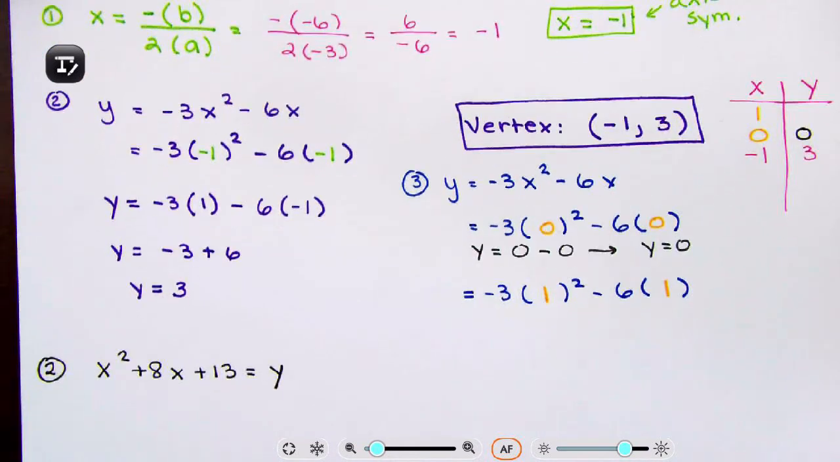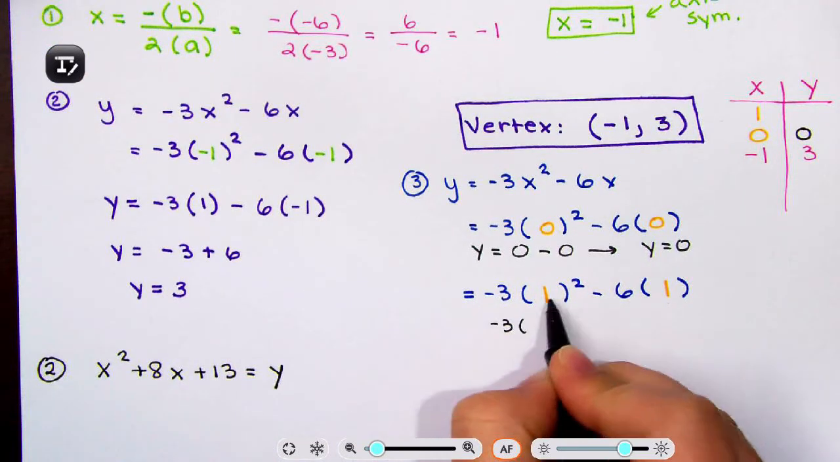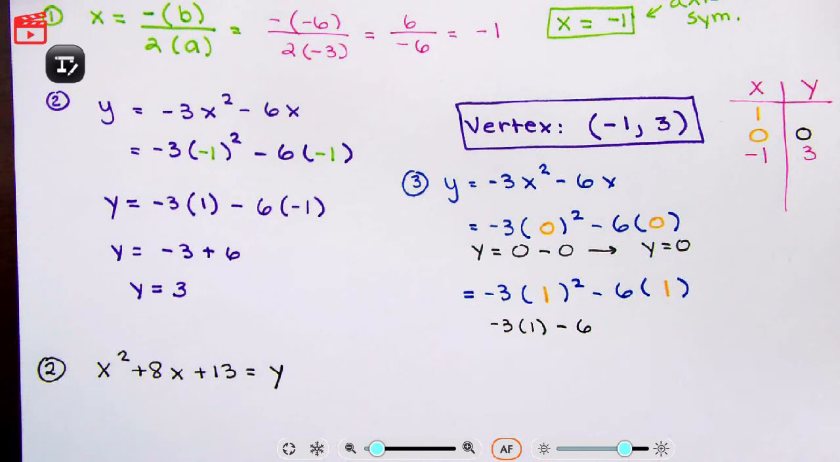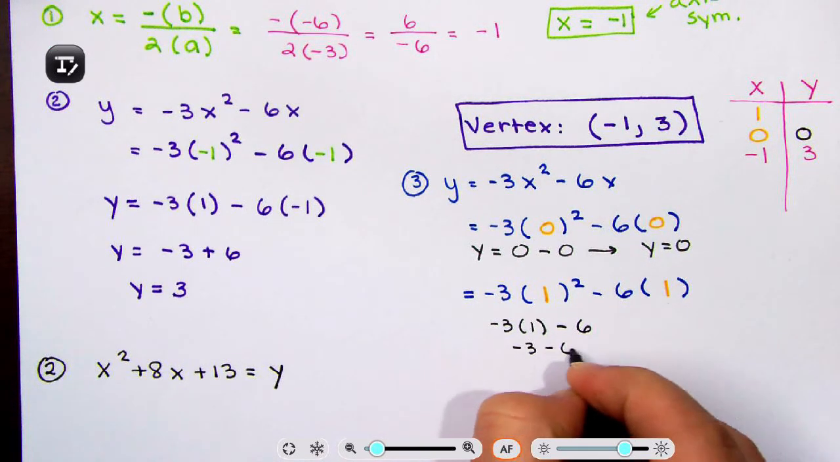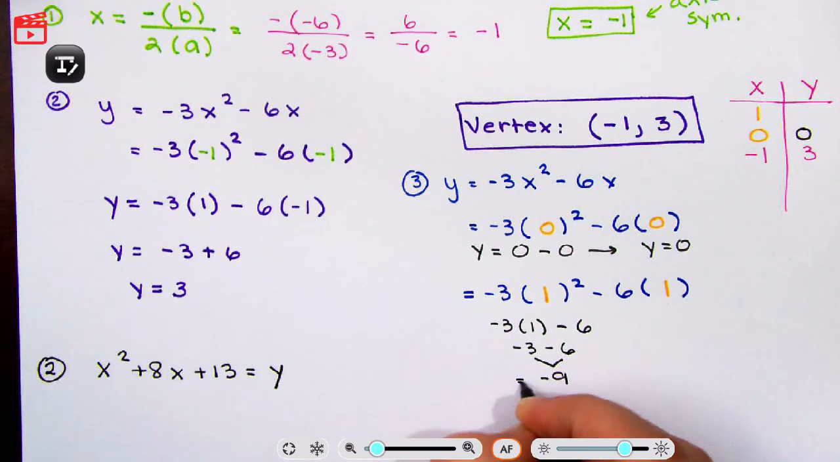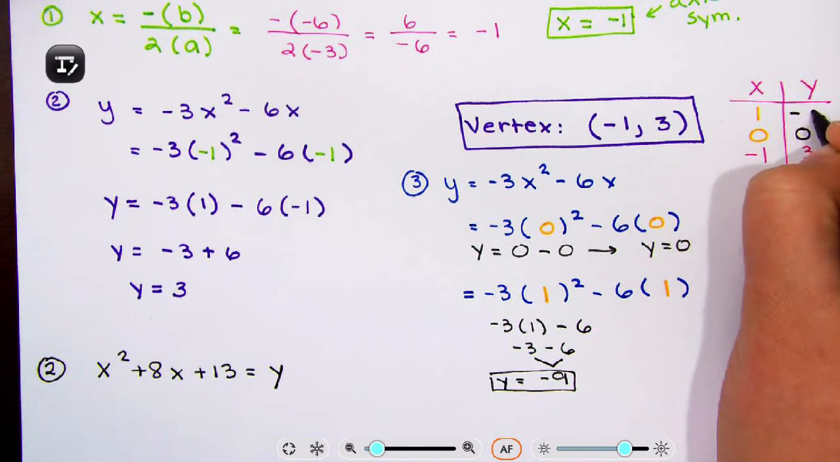Let's try the next one. We have negative 3 times 1 squared is 1, minus 6 times 1 is 6. So I have a negative 3 minus 6, which gives me a 6, 7, 8, 9, negative 9. So when our input was 1, our output was a negative 9.